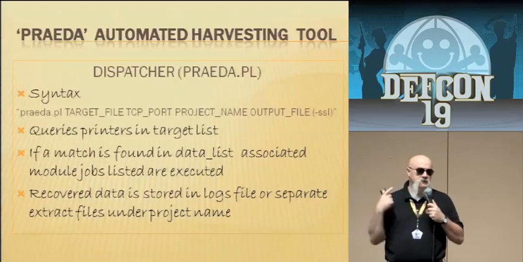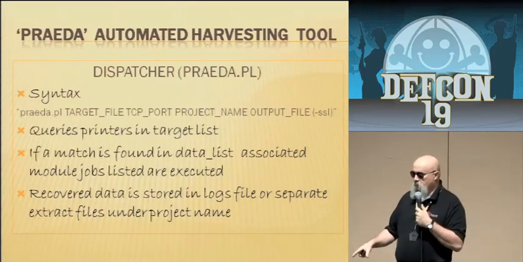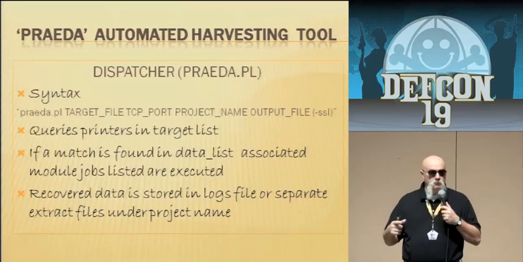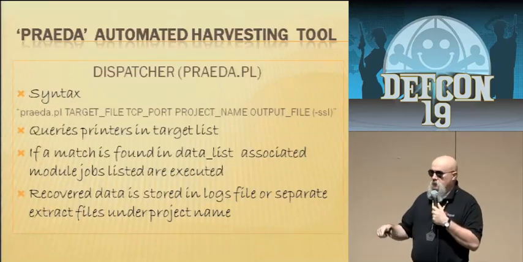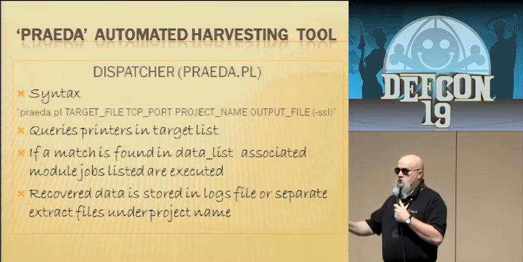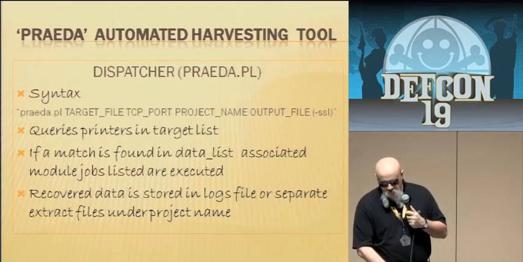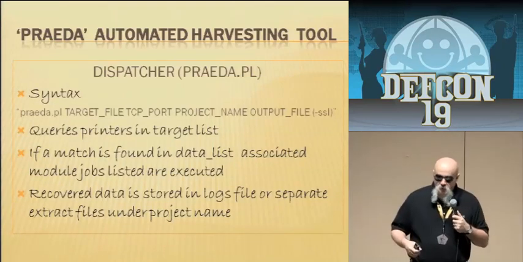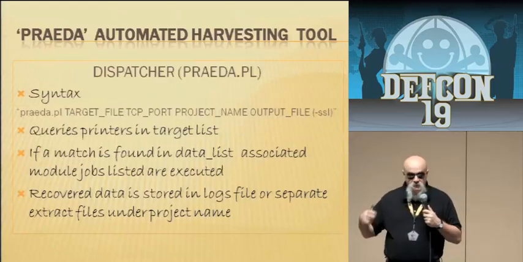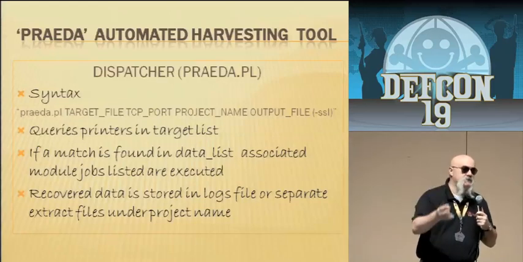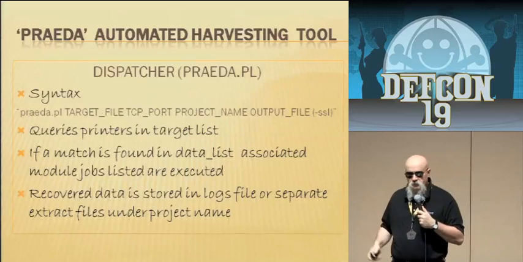So all the data this thing gathers writes it into the project folder, and also the output log file writes what's taking place, and in some of the modules where it extracts specific passwords out, it'll write it into the output log. So this queries the printers in the target list. If a match is found, the device is attacked, the information is pulled, and it's stored in this method here.